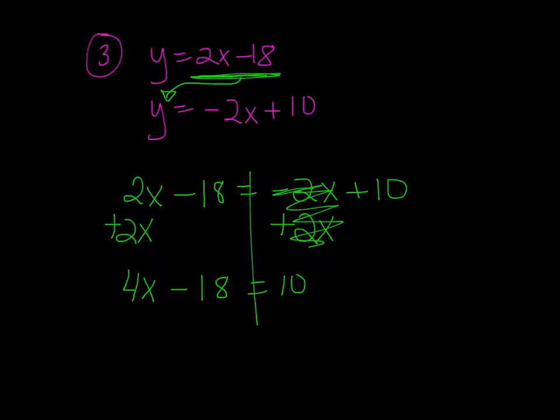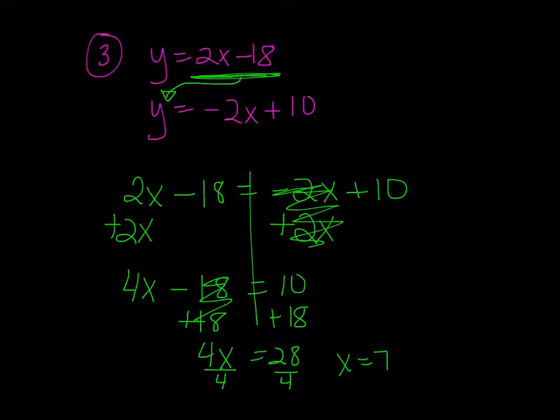Then I ask myself, what's farthest away from x on the same side of the river? It's negative 18, so I'm going to add 18 to both sides. Cancels out. I have 4x equals 28. How do I undo the 4? I divide both sides by 4, so x equals 7.